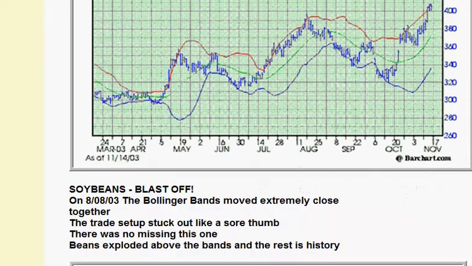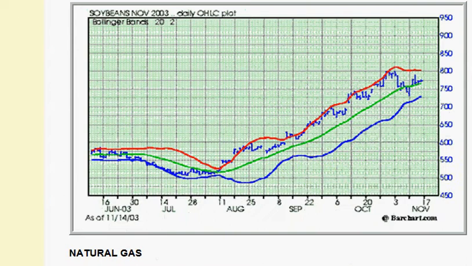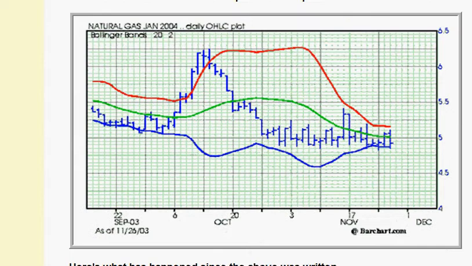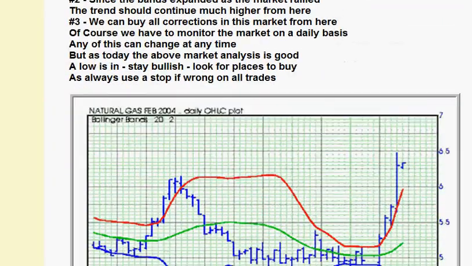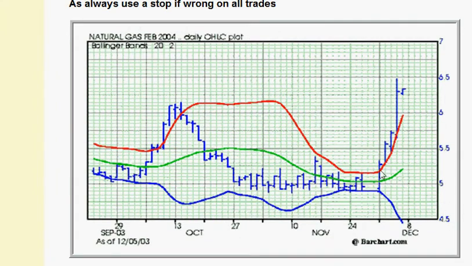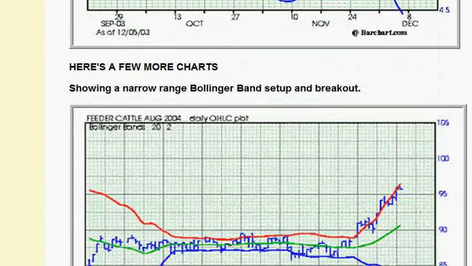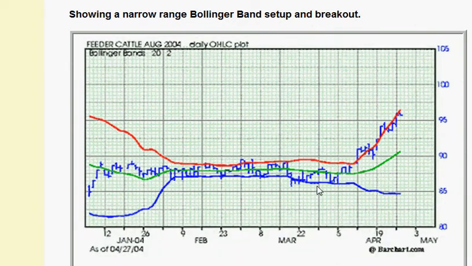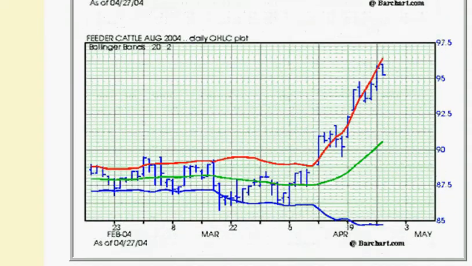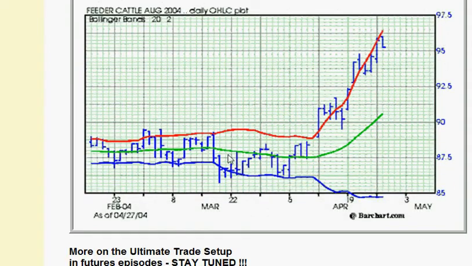Now, there's some other writing here that just kind of says the same thing we just went over, so I'll just show you these charts. Soybeans, here's a narrow range move that led to a big explosive up move from 5 to 8. Natural gas narrowed down here, and then this move, that's what it led to. That narrow range move led to that big up move. And then here's one for feeder cattle, where we had a long narrow range move and it exploded to the upside. And then here's a little closer look at the same chart that we just saw.